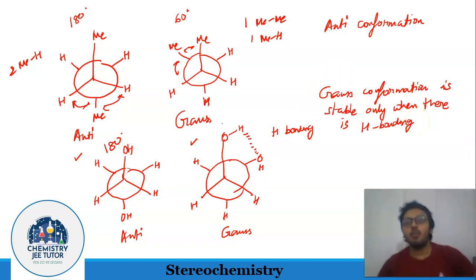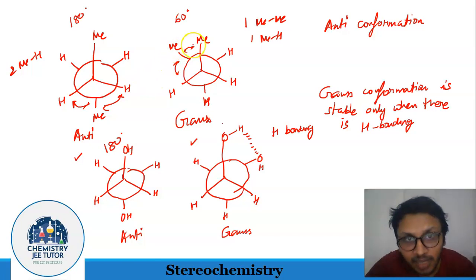So remember students, only when there is hydrogen bonding, then only the Gauche conformation is stable. In all other cases, the anti-conformation is stable. What is hydrogen bonding, or which groups show hydrogen bonding? Highly electronegative groups like oxygen, nitrogen, fluorine, and in some cases chlorine. These are the only groups which show hydrogen bonding. No other groups show hydrogen bonding.